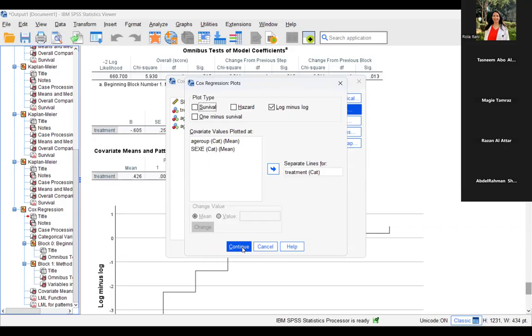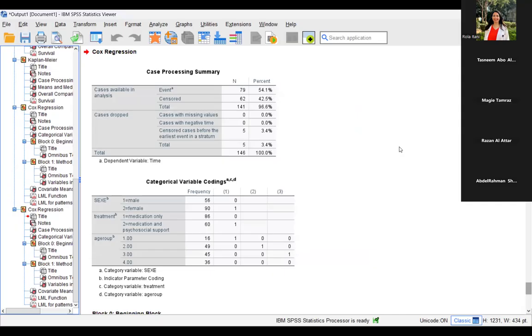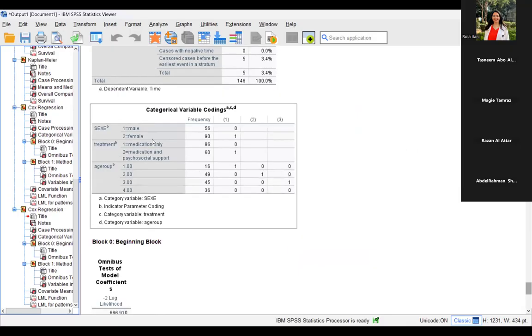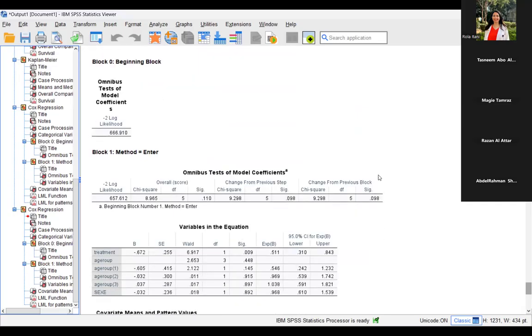Actually, I can do it for every single covariate, but I don't really care about the other covariates since they are not actually even related. But you can do it for every single covariate, but you have to put it one at a time. Okay. So now again, the same analysis, 79 event, 62. Now we have more data, more information on sex, treatment, and age group. Again, treatment is the main exposure and my main hypothesis.